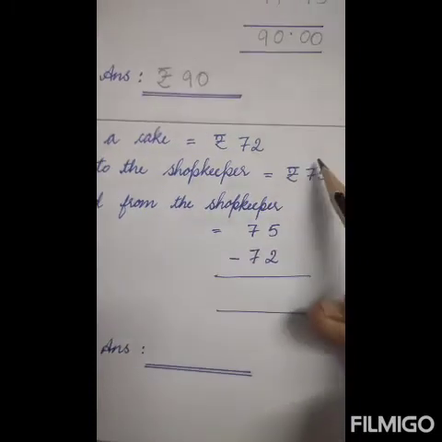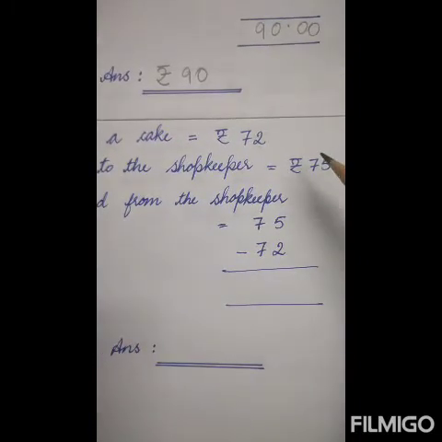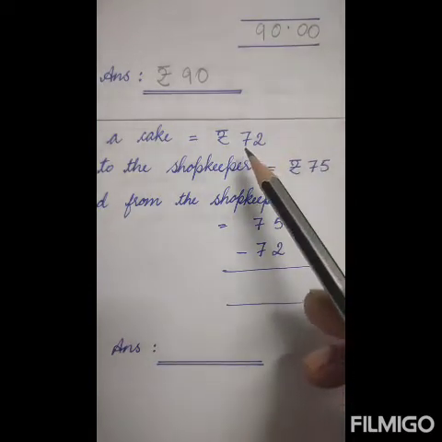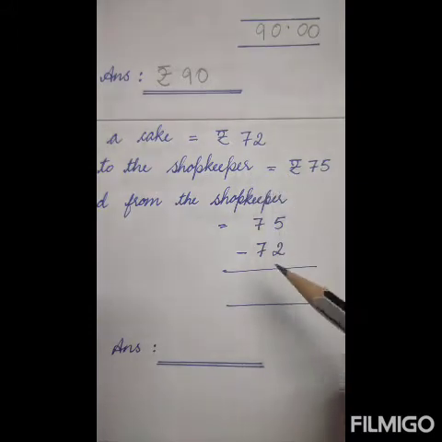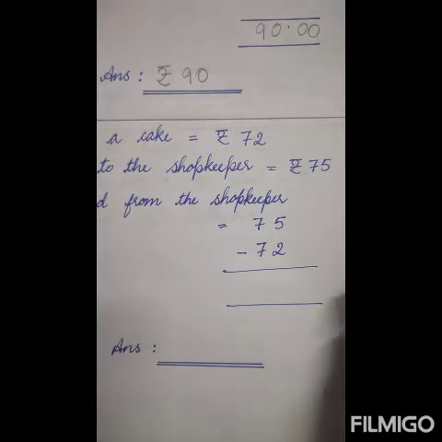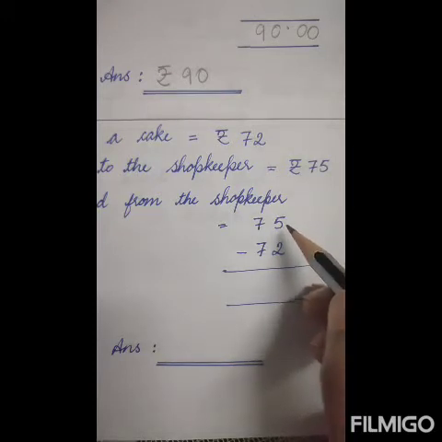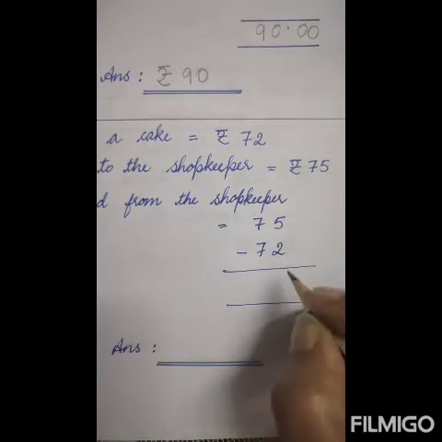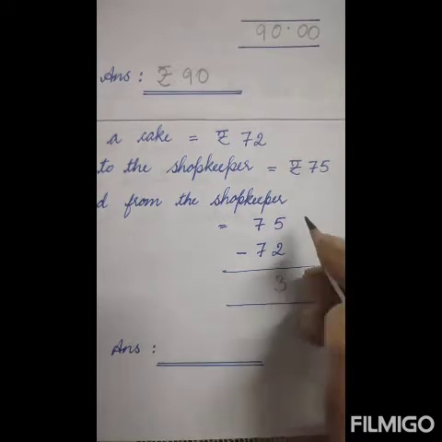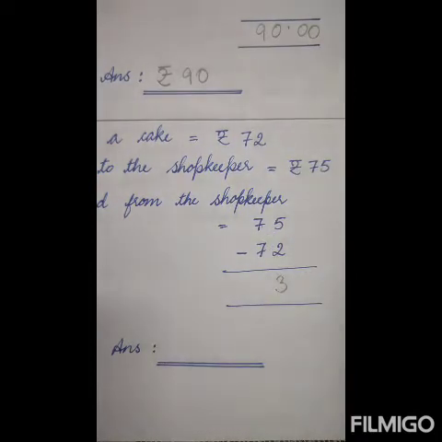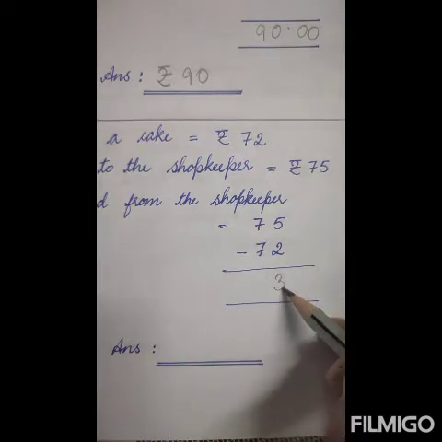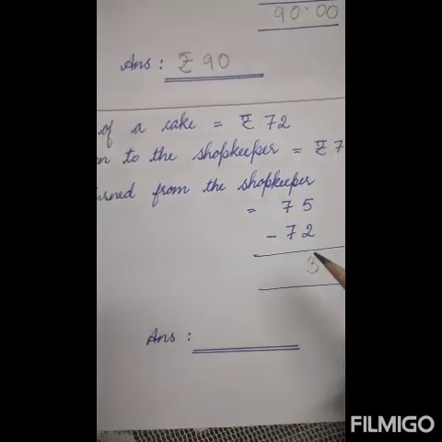So now this will be subtraction. She gave 75 rupees and the cake is rupees 72. So how much will she get back? You have to understand that this will be subtraction. So now 75 minus 72. If you subtract 5 minus 2, it is 3. And 7 minus 7 is 0, so we don't have to write the 0 here. So rupees 3 she got back from the shopkeeper.